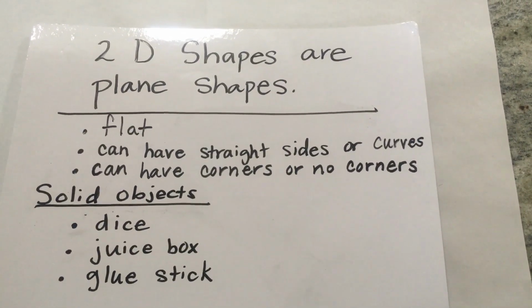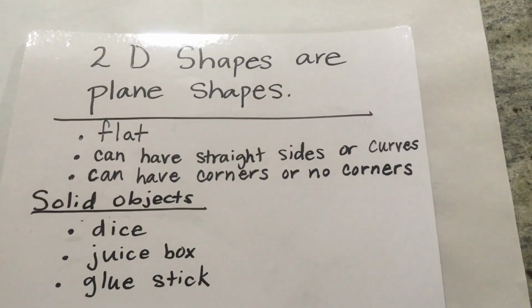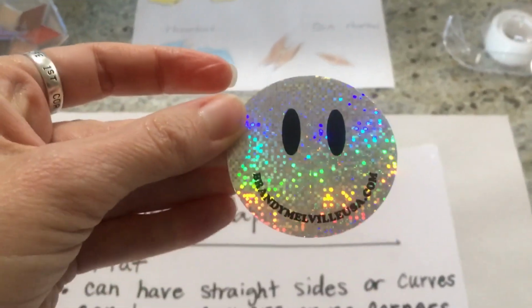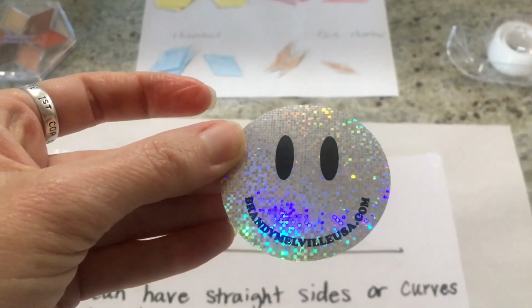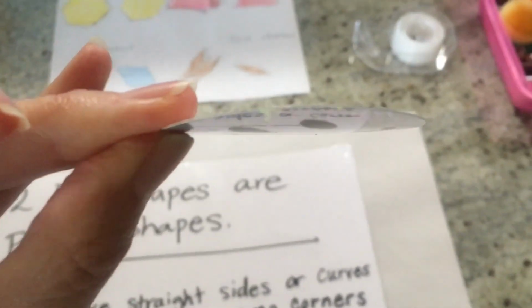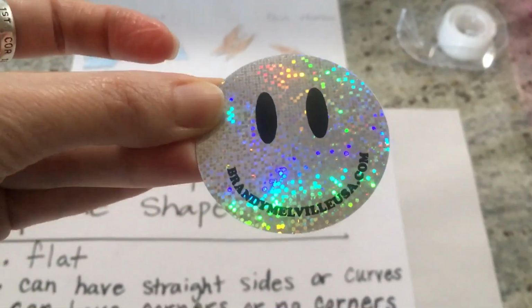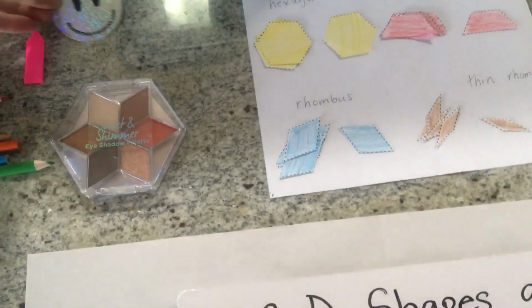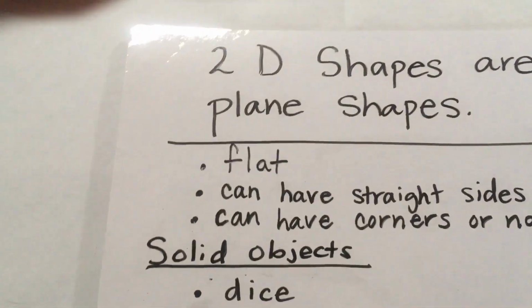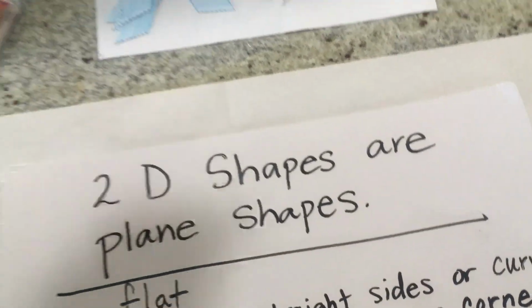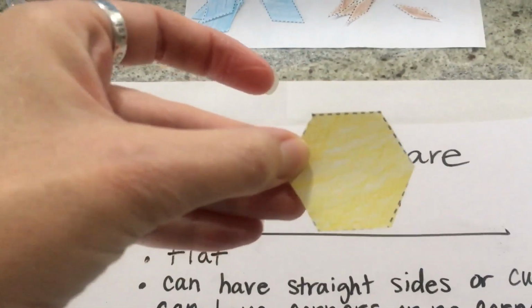So an example of a 2D shape would be something like this circle, which is a smiley face sticker, and you can see it's flat. And it has the curved lines. Another example of 2D shapes is this hexagon, and we're going to be using these today in our art project.